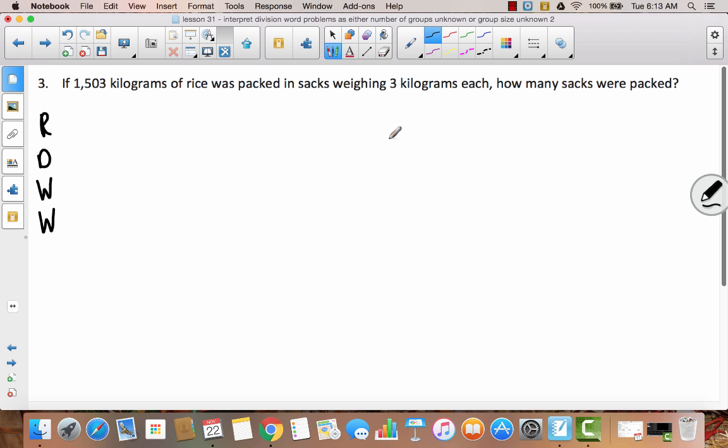I want you to take a minute to draw a tape diagram that represents this problem. Then let's come back and see if our tape diagrams are similar.